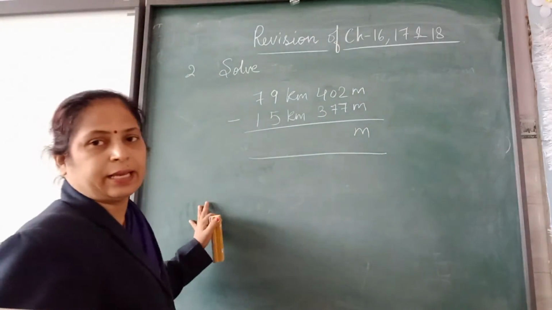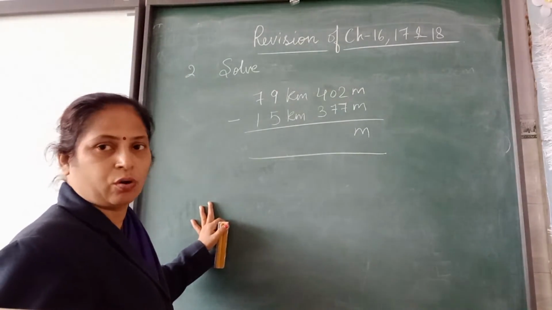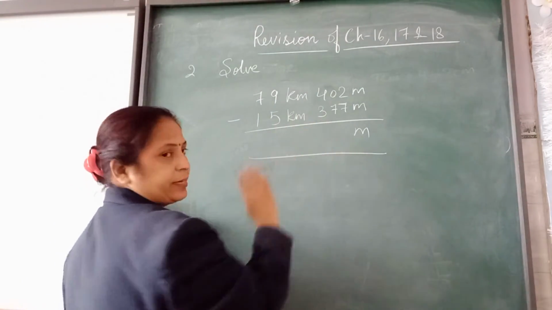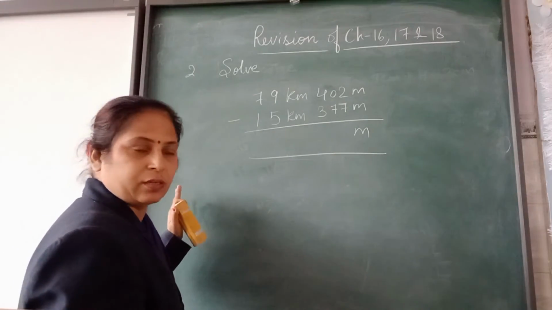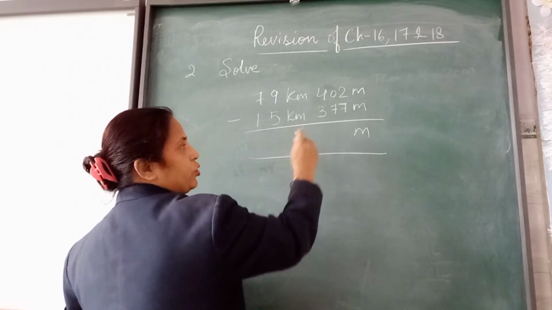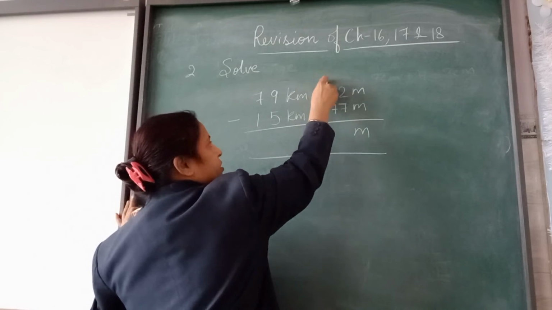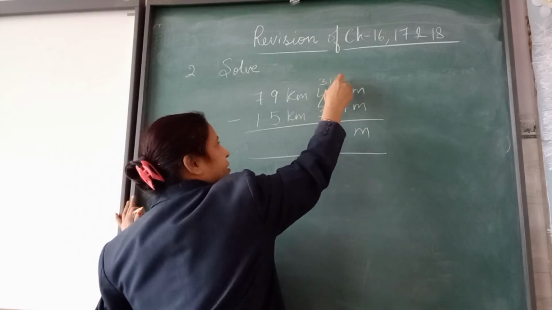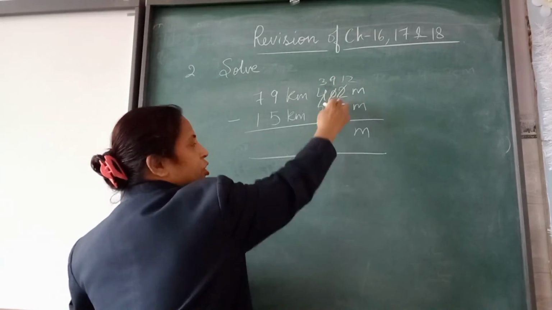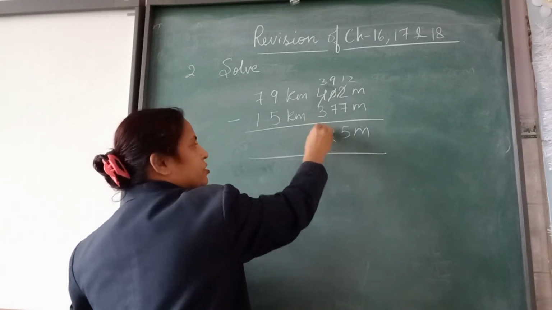See children, in case of operation on measurement, except division, all the things, addition, subtraction and multiplication, you will do from the right hand side, and division will start from the left hand side. So start writing from the meter part. You cannot subtract 7 from 2. What you will do, you will borrow from here. But here 0 is there, so you will borrow from here. So it will become 3 here, it will become first 10 here, and then because it will give 1 here, it will become 9 here, and here it will become 12. Now 12 minus 7 is 5, 9 minus 7 is 2, and 3 minus 3 is 0.